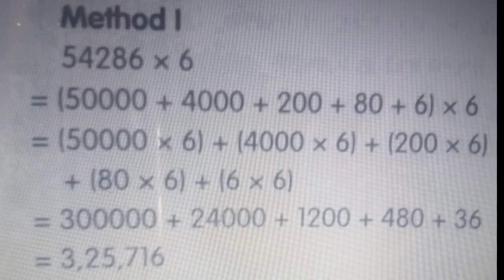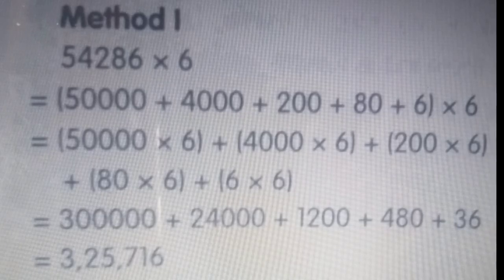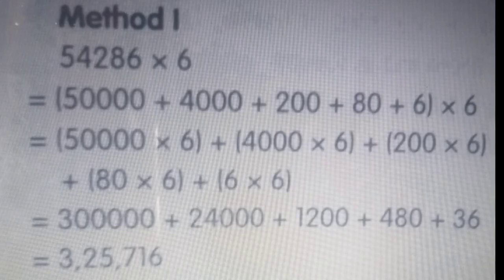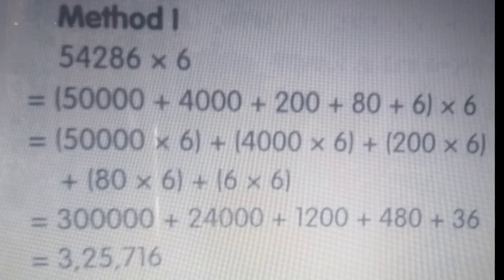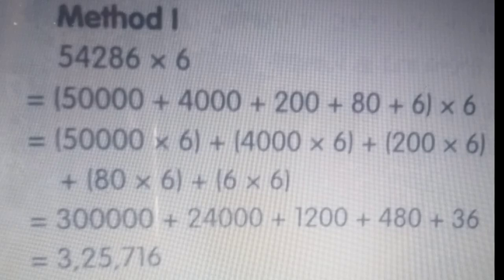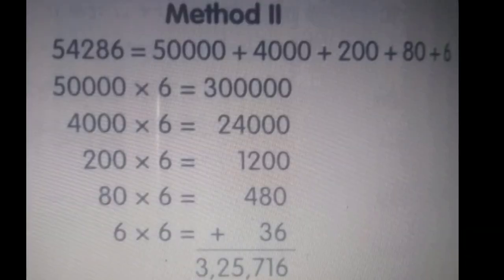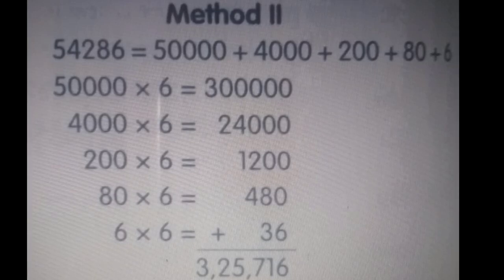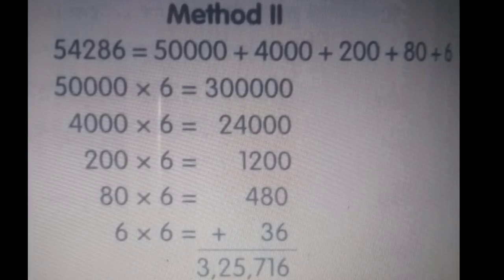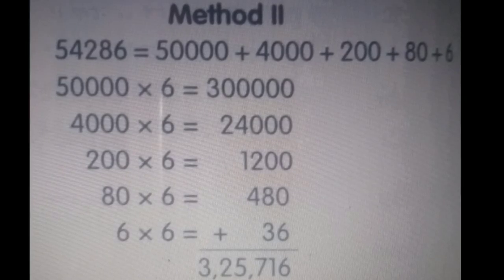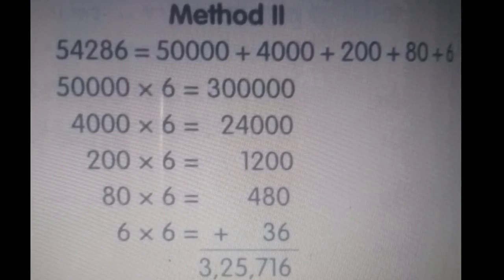So after that we get the answer as 3 lakh plus 24,000 plus 1200 plus 480 plus 36, and the answer comes out to be 3,25,760. Similarly, in method 2, what I have done, I have written the number in expanded form and I am multiplying separately. Earlier we multiplied together and added, but now we are multiplying it separately and will add it in the last.